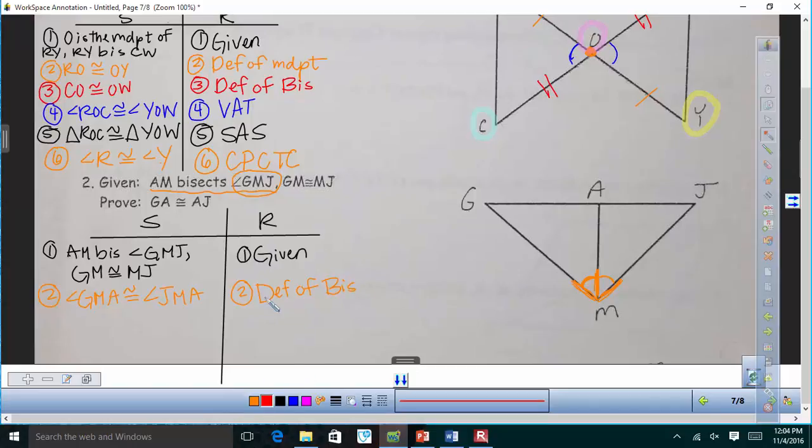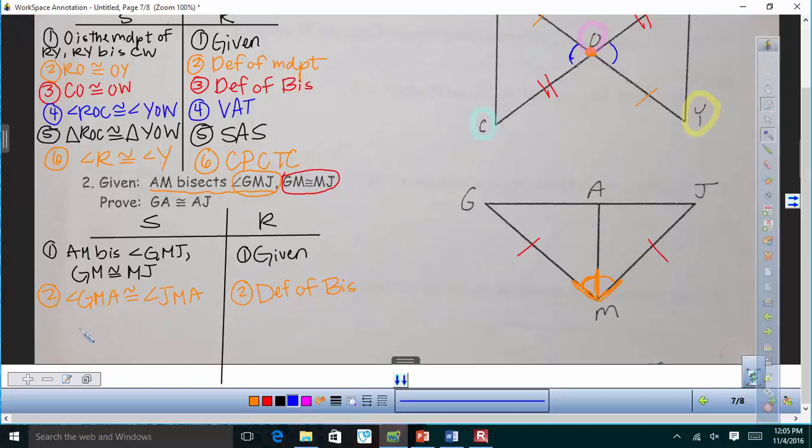Okay, the next thing that we want to label is GM is congruent to MJ. So GM is right here. MJ is right here. Now, do I have to write down that fact? No, because it's just given to us. Okay? Now, do I have enough to prove these two are congruent yet? No, I just have an angle and a side, so I need something else. So let's look at the picture.